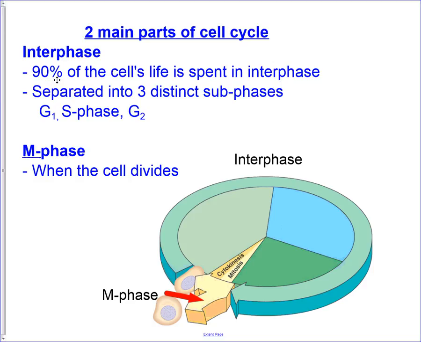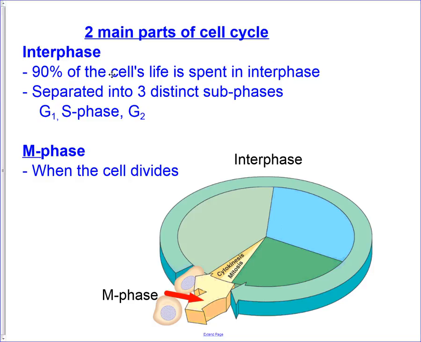90% of the cell's life is spent in interphase. That's when the cell is doing whatever it is that it needs to do to survive, producing enzymes to digest food, if it's an intestinal or stomach cell, helping carry oxygen if it's a red blood cell, producing pigment if it's a hair cell or a skin cell or eye cell.